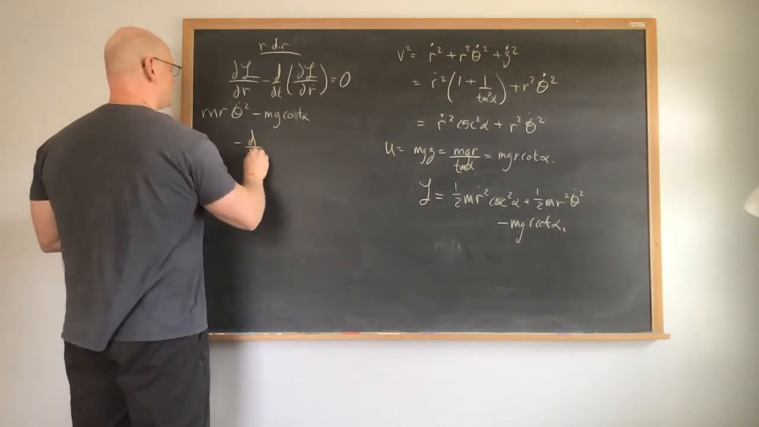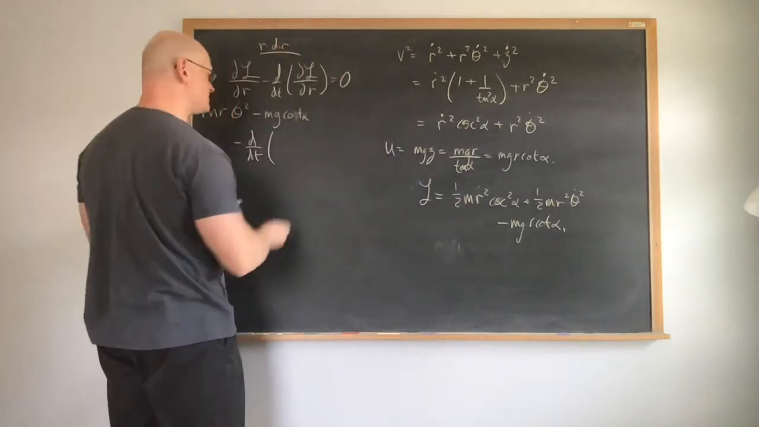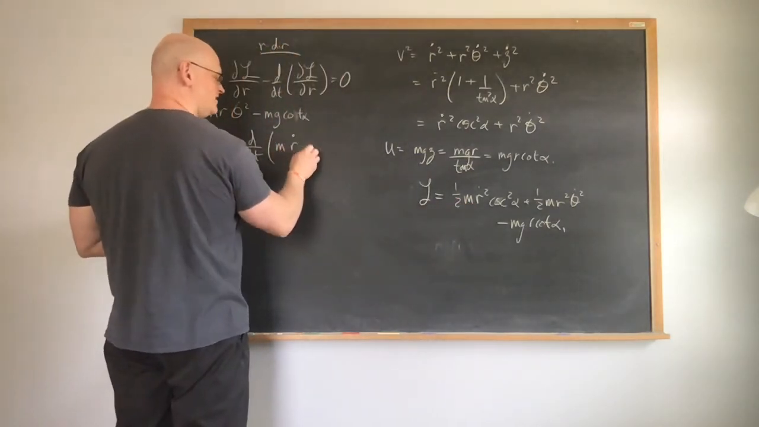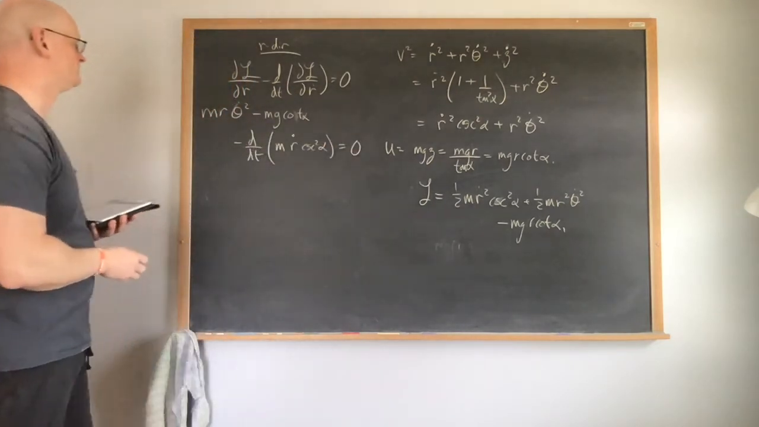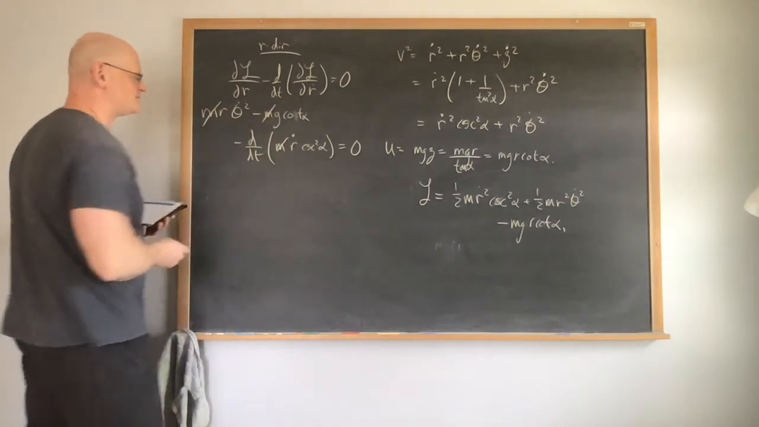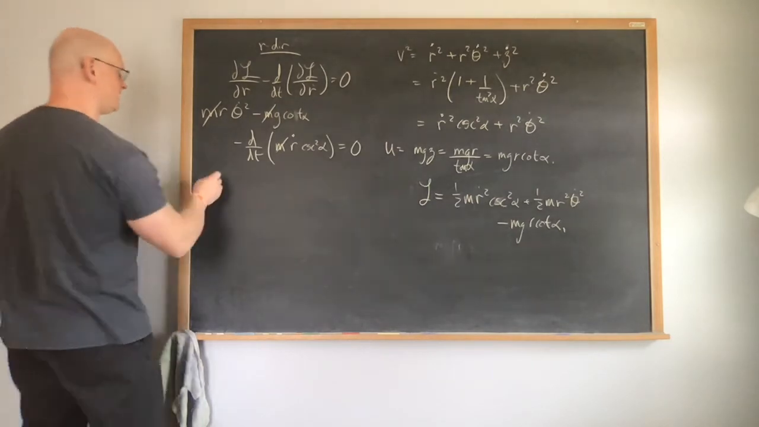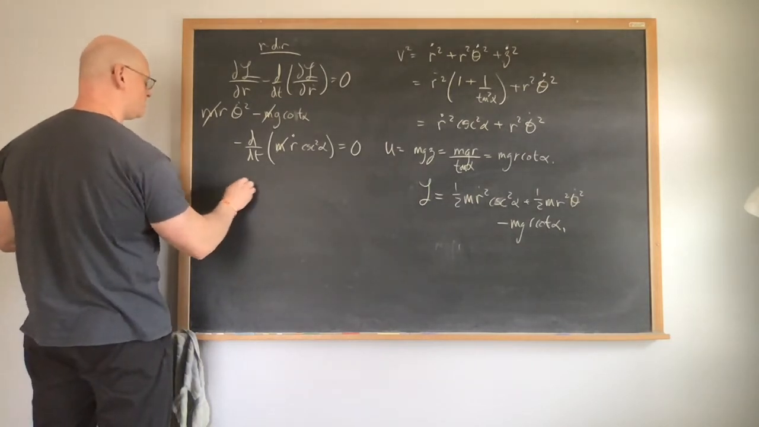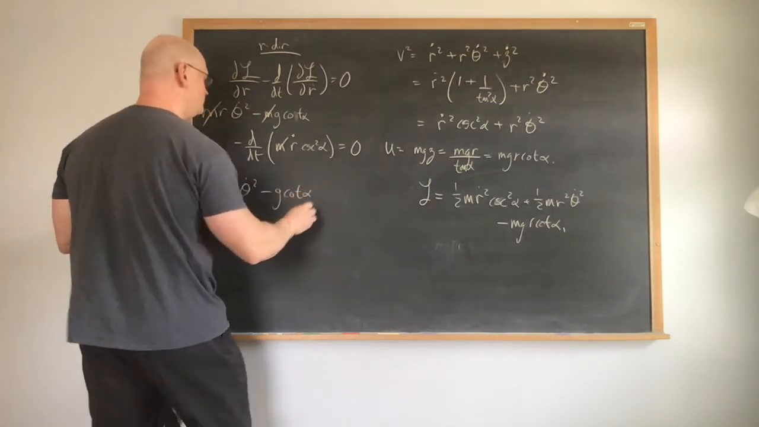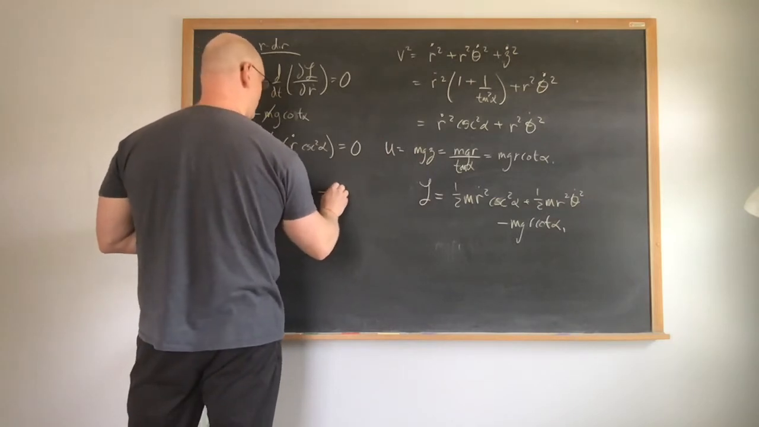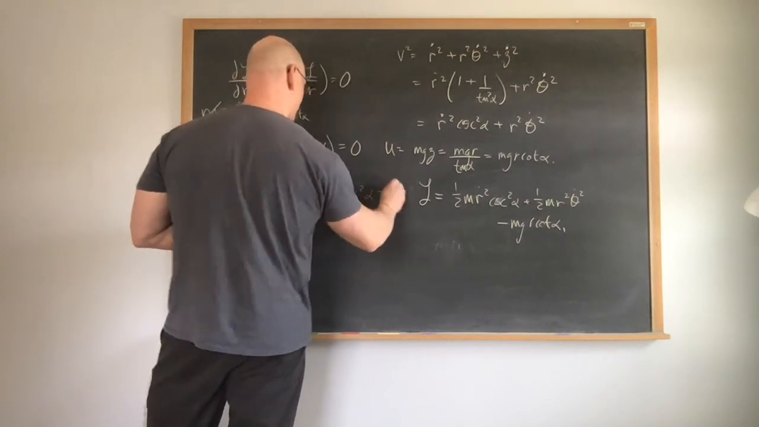minus the time rate of change of the derivative with respect to r dot. So here there's only one term that depends on r dot, so this is going to be m times r dot times cosecant squared alpha, and all that's equal to 0. Again, all the m's are the same, so we can cancel out the m's. So finally, for the r equation, we're going to get r times theta dot squared minus g times cotangent of alpha minus r double dot times cosecant squared alpha is all equal to 0.